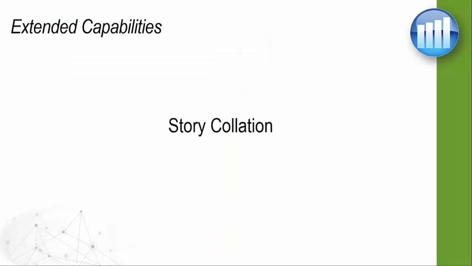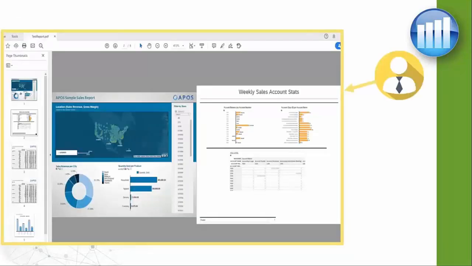Story collation. So this is an additional extended capability as well. And what that means is we can take different sets of pages from different sets of stories and consolidate them into a single document. So what that looks like here is, this is just a PDF document. Look at the thumbnails on the left-hand side. The first two pages on the thumbnails on the left are representative here in the main screen.